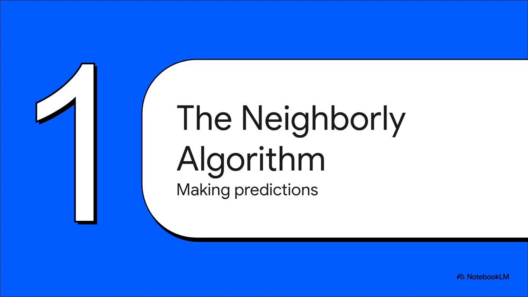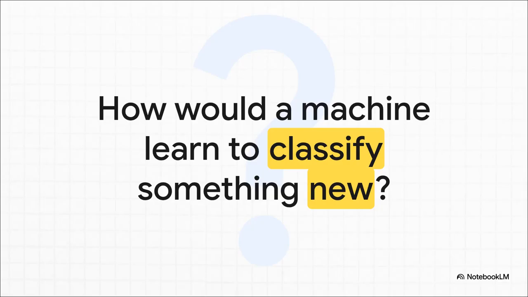First things first, let's talk about the core concept. What's so cool about KNN is that it basically works on a principle we humans use all the time. It's about looking at the company you keep to figure out where you fit in. So let's put ourselves in the machine's shoes for a second. You get this brand new, totally mysterious piece of data. It has no label, no name. How in the world are you supposed to figure out what group it belongs to if you haven't been given a bunch of complicated rules?